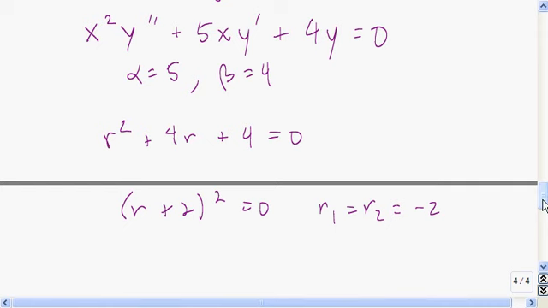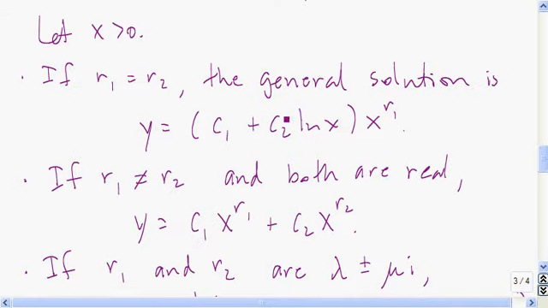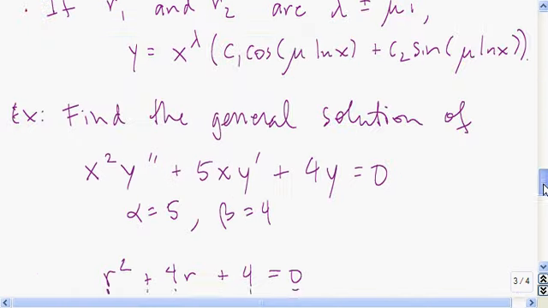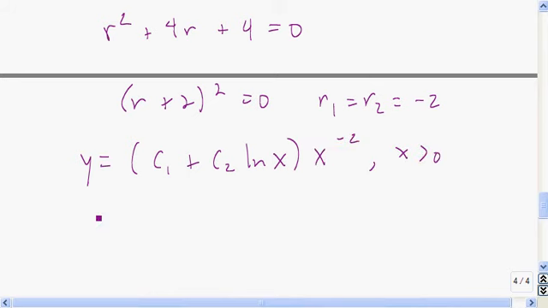All right, using this first one here, we see (c1 plus c2 natural log of x) times x to the -2, and that's for x bigger than 0. So we get y equals (c1 plus c2 natural log of x) times x to the -2 if x is bigger than 0. And then if you want the solution for x less than 0, as I mentioned, put absolute values around the x's.